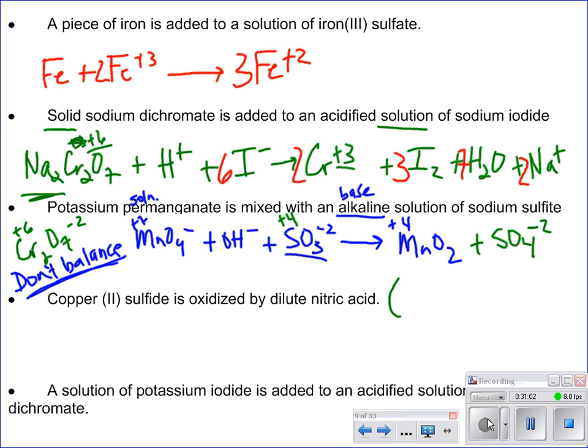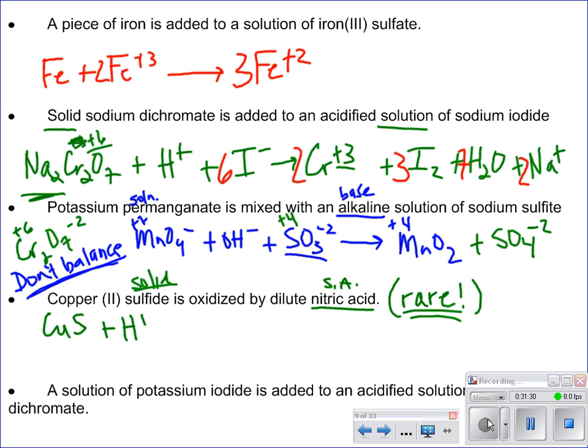This is going to be a very rare occurrence, but I'm going to show it to you because it's important for you to understand what's going on when you put a metal like this into an acid. So this is, again, they didn't say it, but this is a solid. If we have copper 2 sulfide solid, it says oxidized by dilute nitric acid. What do we write for nitric acid? It's a strong acid. So what do we write? H plus, NO3 minus. Okay, we break it up.